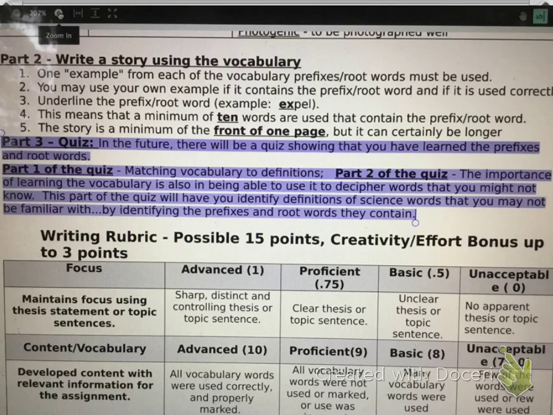Part 1 of the quiz is going to be just matching the word to the definition. That sounds probably pretty easy to you. Part 2 of the quiz is going to show that you have learned the meaning of the vocabulary and not just memorized it. So you're going to have to decipher words that you might not know. In this part of the quiz, you're going to identify definitions of science words that you may not be familiar with, and you're going to identify the prefixes and the root words that contain them. This will help me better understand if you're learning along the way or if you need a little bit more help.